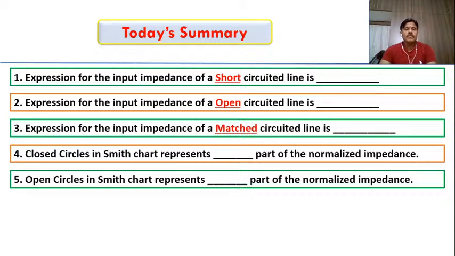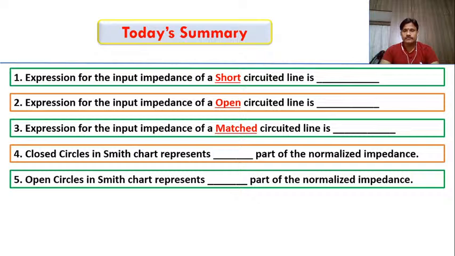Yes, the last one, open circles in the Smith chart represent what? Open circles mean incomplete circles. Incomplete circles represent the imaginary part, right? So the first one is j Z0 tan beta L. The second one is minus j Z0 cot beta L. The third one is Z0. The fourth one is the real part. And the fifth one is the imaginary part.